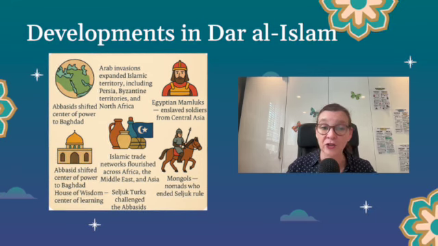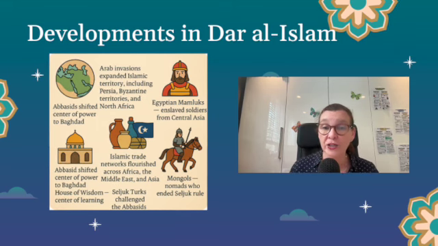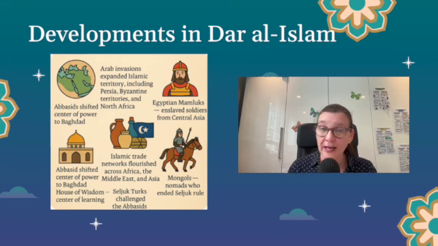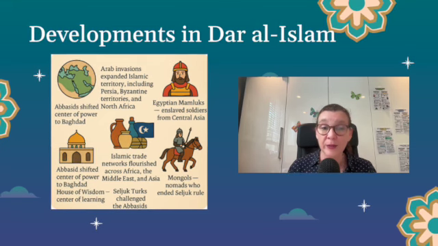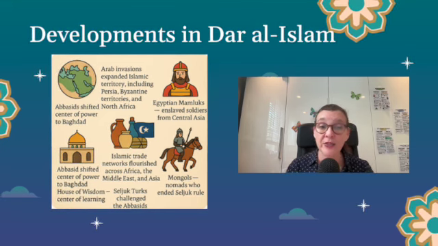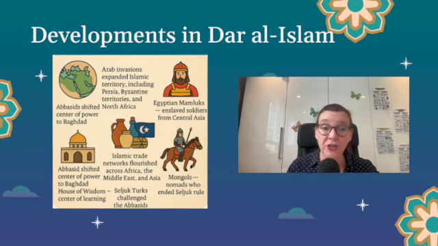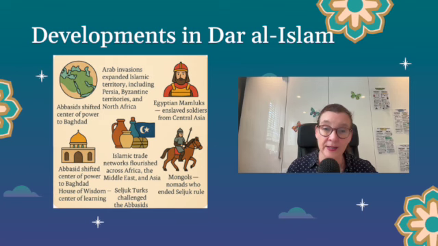Then came the Seljuk Turks. They were Central Asian Muslims who challenged the Abbasid power. They didn't get rid of the Abbasid Caliph, but they took over political control and introduced the title Sultan for their ruler. This marked a big shift in who actually held power in the Islamic world.